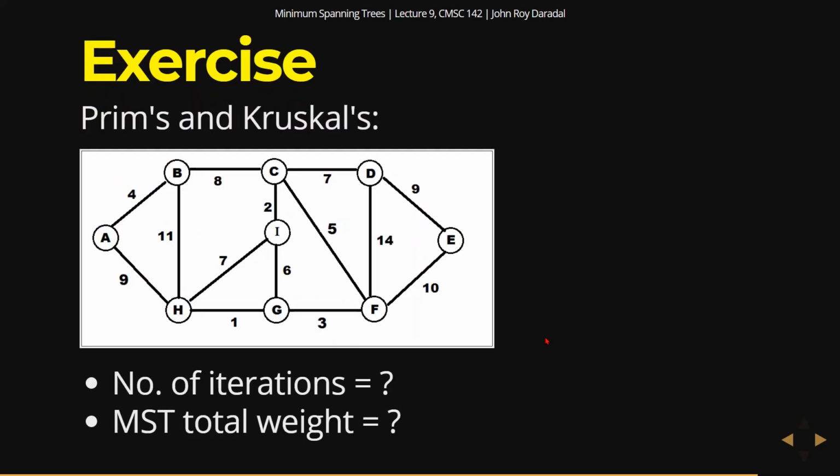Now here's another exercise. You could try using both Prim's and Kruskal's here. So what would have been the steps if it was Prim's? What would have been the steps if it was Kruskal's? So again, I will pause. You could pause the video here and answer it first before I show you the solution in the next slide. I'll give you another 5 seconds before I go to the solution.